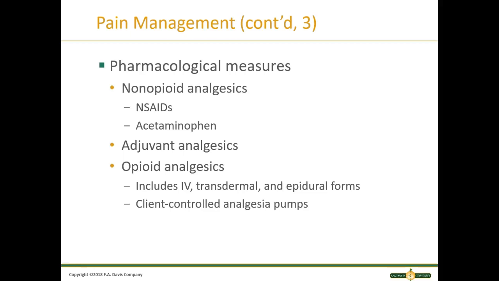Acetaminophen has very little anti-inflammatory effect, but it does have analgesic and fever-reducing properties. It has fewer side effects as well. It's considered one of the safest drugs. Adjunctive or adjuvant analgesics are things like antidepressants, anticonvulsants, topicals, psychostimulants, muscle relaxants, steroids. All of those can really help with pain control. And then the opioids, of course, are things like Dilaudid, which is very strong, fentanyl, morphine. And those can be put into a PCA pump or client-controlled analgesia pump.